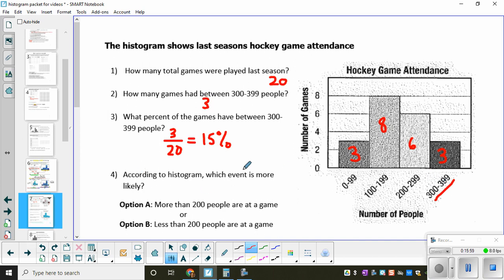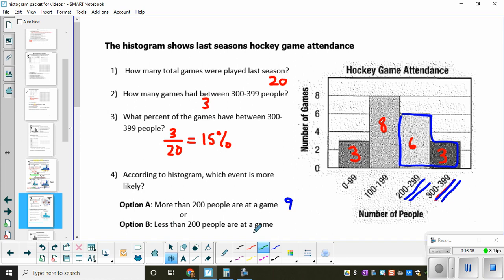Now, according to the histogram, which of these 2 events is more likely to occur? We've got 2 options here, okay? So let's look at our first option. The first option asks if more than 200 people are at a game. So more than 200, so here's the 200. More than 200 would be this category and this category. Because obviously, if you're in the 300s, that's certainly more than the 200. So more than 200 people is going to be these 9 games. So there's 9 games out of the 20 where that happened, okay?